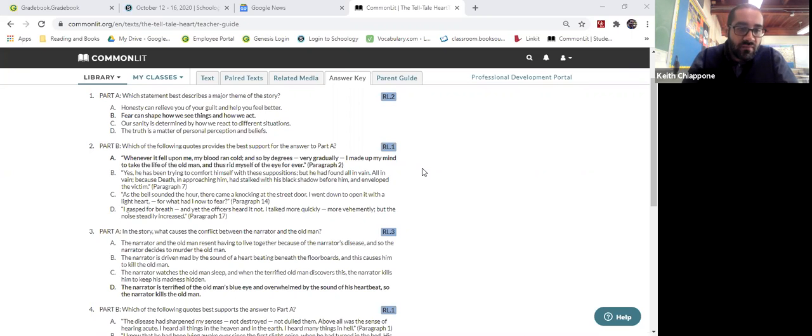Answer B says, "Yes, he has been trying to comfort himself with these suppositions, but he found all in vain." Here, the narrator is talking about his victim's perspective, but this doesn't really lend itself to how fear can shape how we see things and how we act. Answer C says, "As the bell sounded the hour, there came a knocking at the street door. I went down to open it with a light heart. For what had I now to fear?" Here, the character has no fear at all, so it wouldn't apply to answer B.